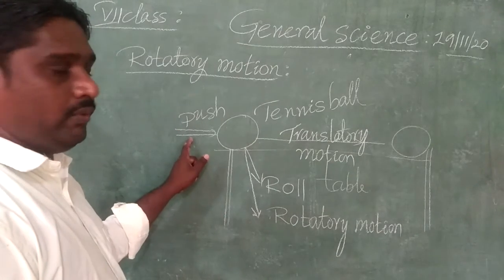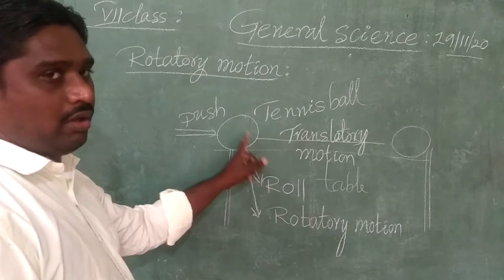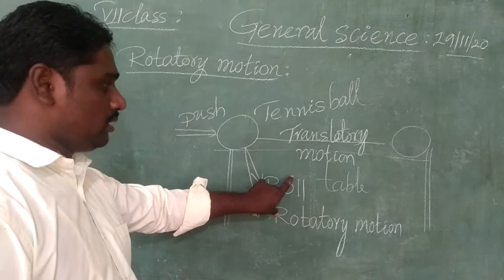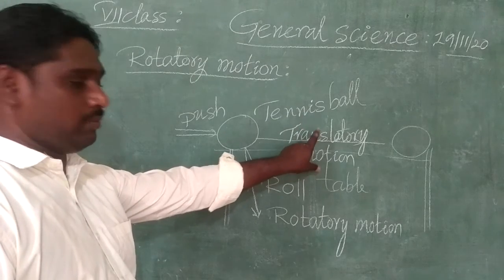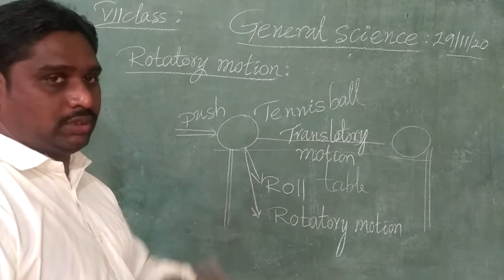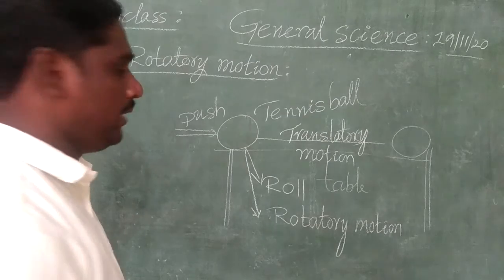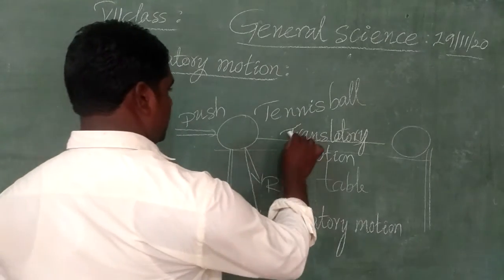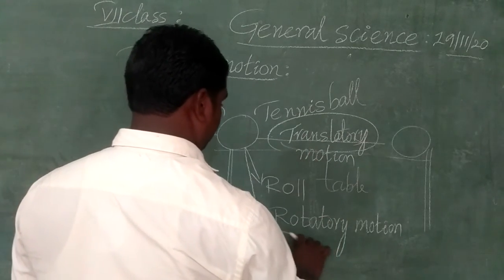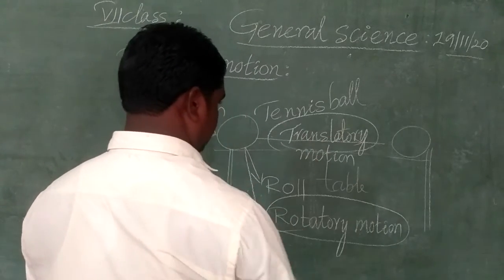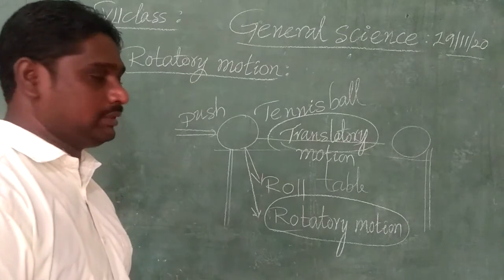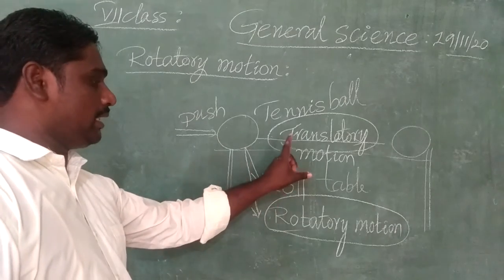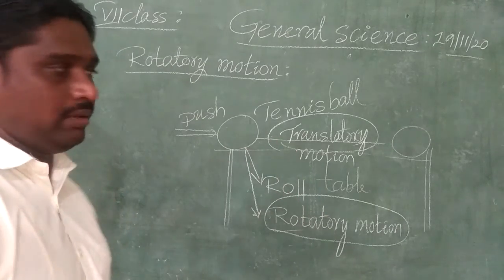So, when you push a tennis ball on the surface of the table, we observe these two kinds of motions, translatory motion and rotatory motion. This tennis ball possesses both translatory motion as well as rotatory motion. Can you give any other examples? We observe bodies that possess both translatory motion and rotatory motion.